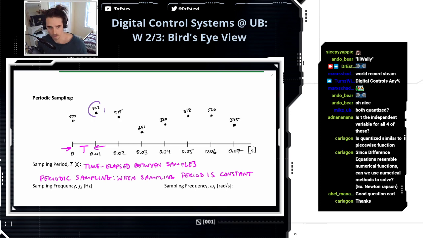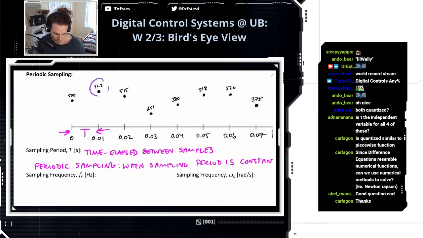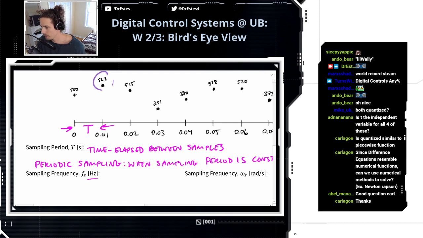Okay. The sampling frequency. Usually we talk about this in hertz. So hertz is just a cycle per second. How many cycles per second? So the sampling frequency, f sub s, is 1 over the sampling period. So in this example up above, T is 0.01 seconds. So this is 100 cycles per second. 100 hertz.